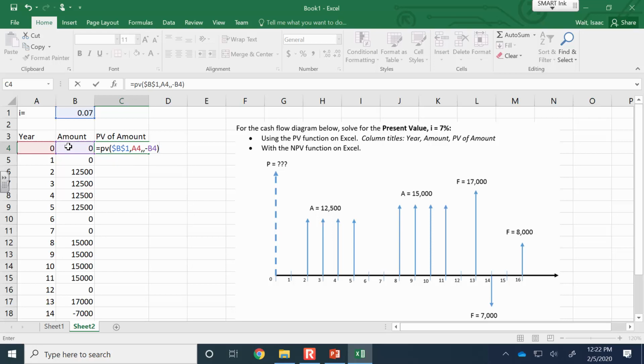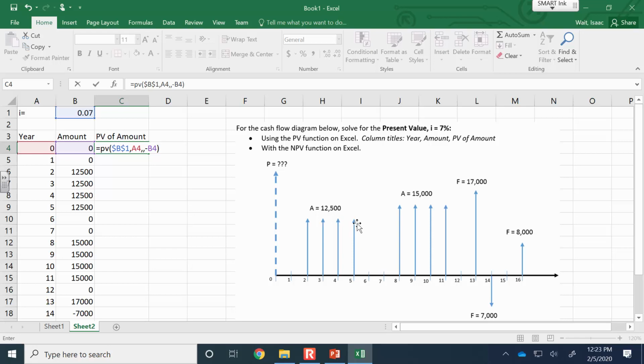Okay, so I've got the function that I'm going to just drag down through the entirety of the right column, PV of amount. So it's equals PV. For the reference to the interest rate, it's up here to the cell where I've typed in 0.07. The reference for the number of periods is whatever row we're on, because that's going to tell it how many periods it needs to move the money from the future to the present.